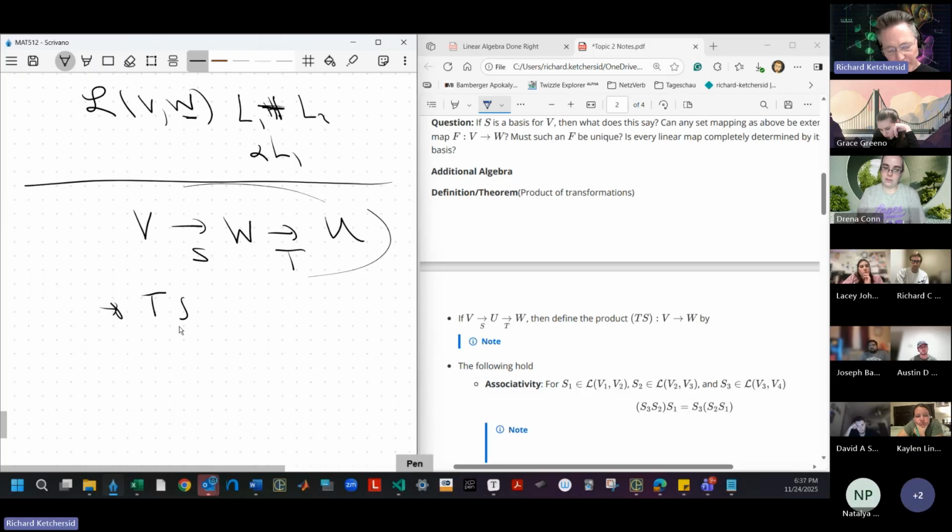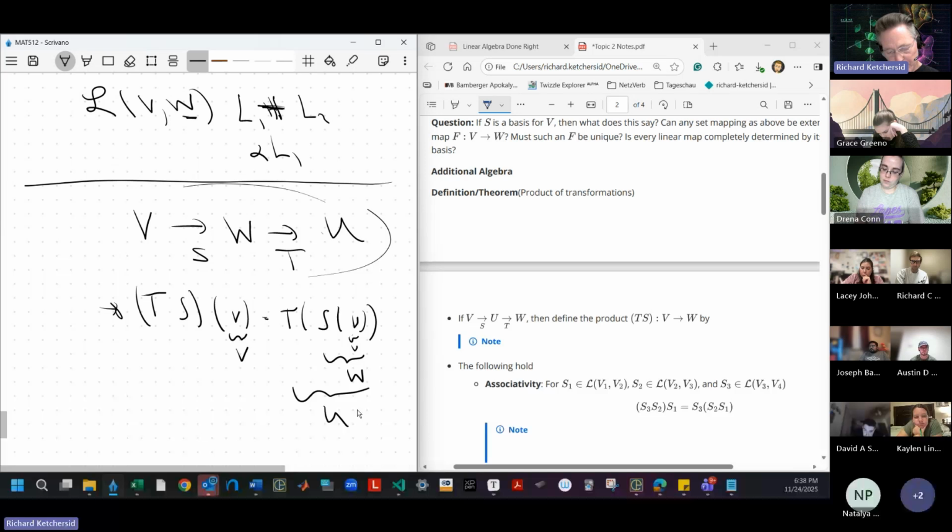But then this is defined. So this defines a kind of multiplication of functions. And so we would have TS of V is going to be T of S of V. So this is a thing in V, this is a thing in W, and this final thing is in U. TS now is a thing going all the way from V to U. It's a new thing, the composition of those two things.